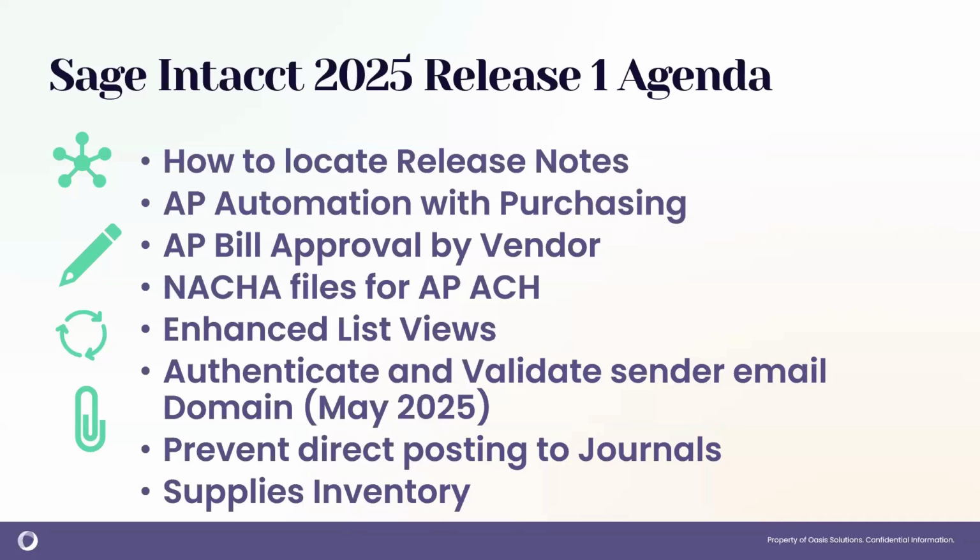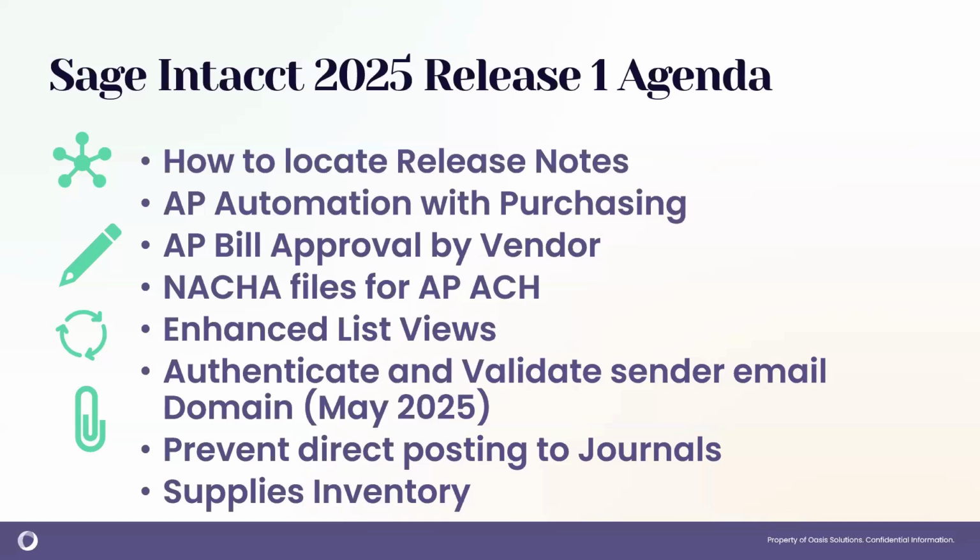Some of you may already use AP automation. This is an enhancement to that using purchasing. AP bill approval by vendor. How do I turn that on? What happens when I turn that on? We're going to go over that. Nacha files for accounts payable ACH. We're also going to look at enhanced list views.